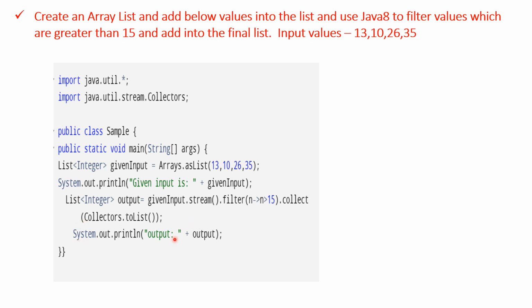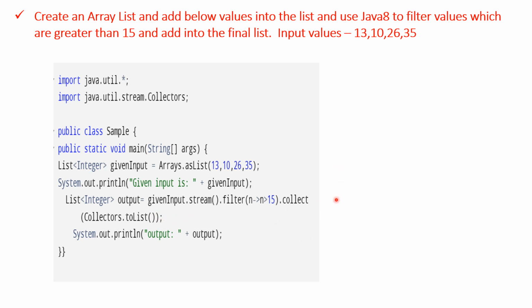At last I am printing the output here. Hope this is clear. It is a simple question and a simple solution. We just have to stream the given input and filter. In that filter we mention our condition using a lambda expression. And again they are asking for the output in a list only, so we are collecting and getting it into a list.